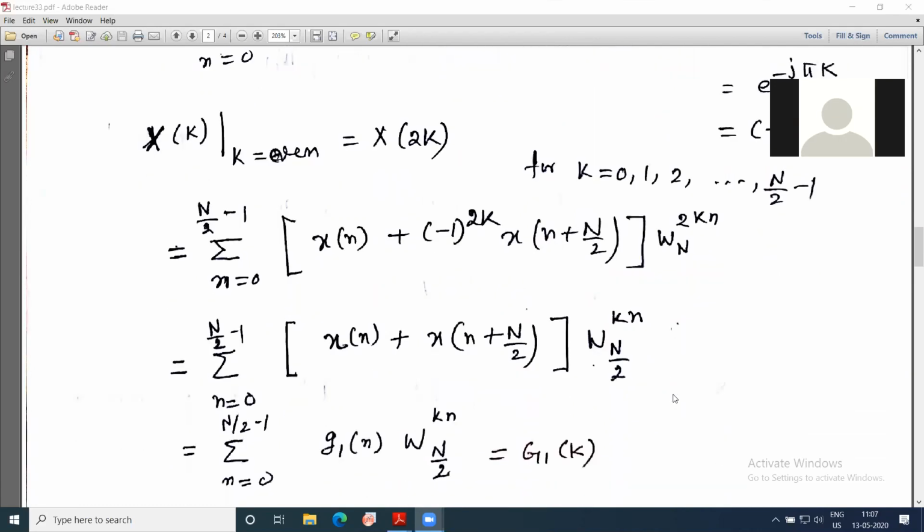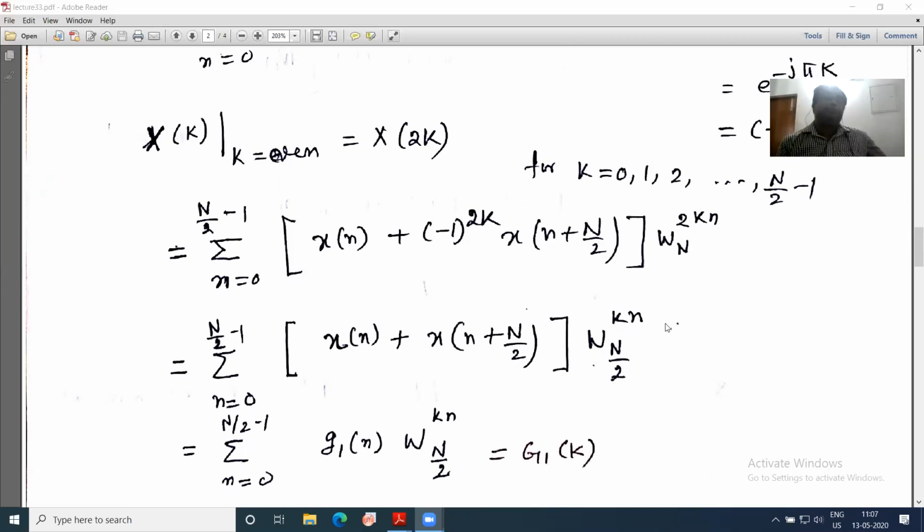Now, minus 1 to the power 2k is equal to 1, always, whatever be the value of k. K could be 1, k could be 2, whatever it is, minus 1 to the power 2k will always be 1. So this will be equal to x of n plus x of n plus N by 2, W_N^(2kn). Now W_N^(2kn) I can write as W_(N/2)^(kn).